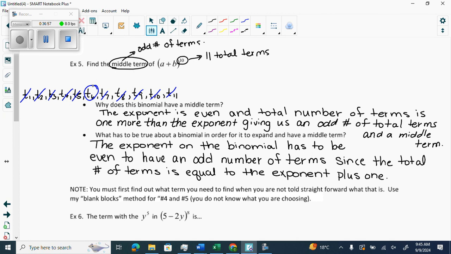Correct? So for this one, it's term 6, which means k is equal to what, guys? K is equal to 5. X is equal to A, Y is equal to B, N is equal to 10. None of that changes. And we just plug it into our formula. So we get T of 5 plus 1 equals 10C5.